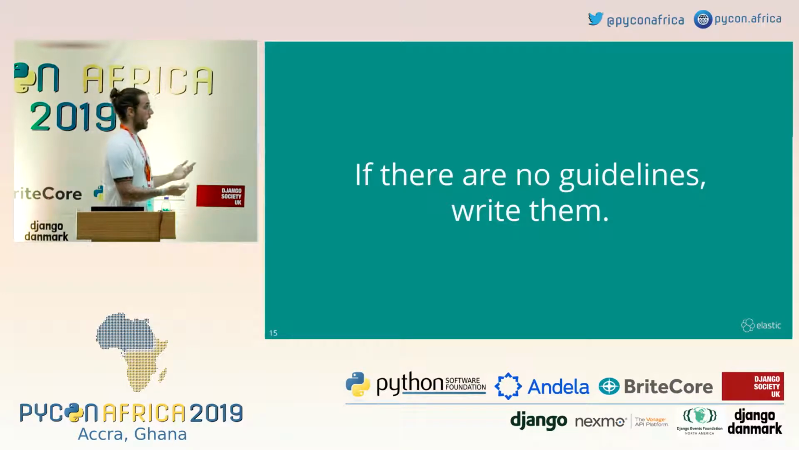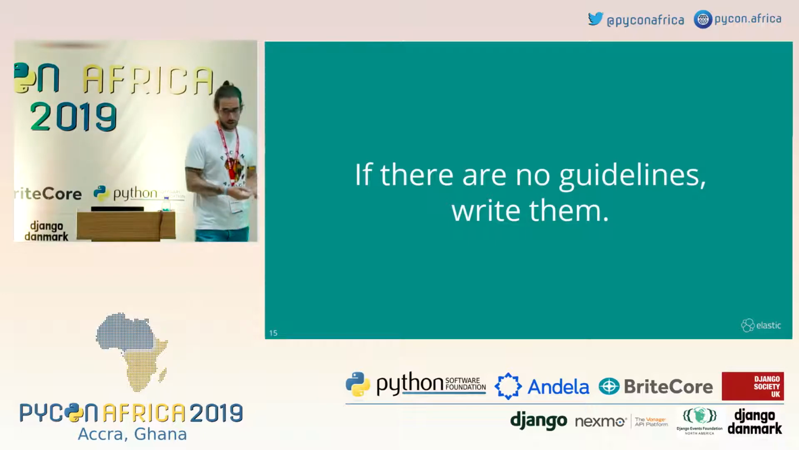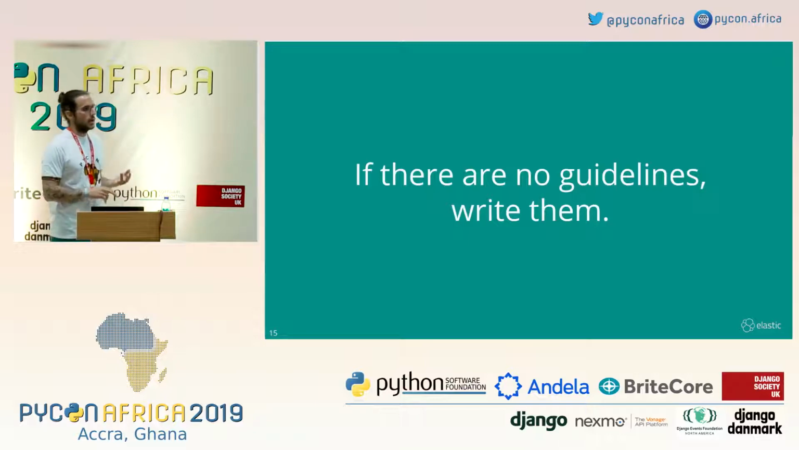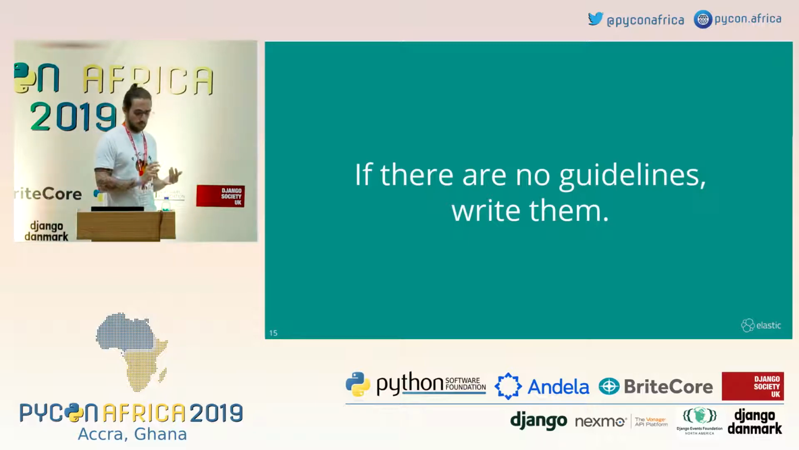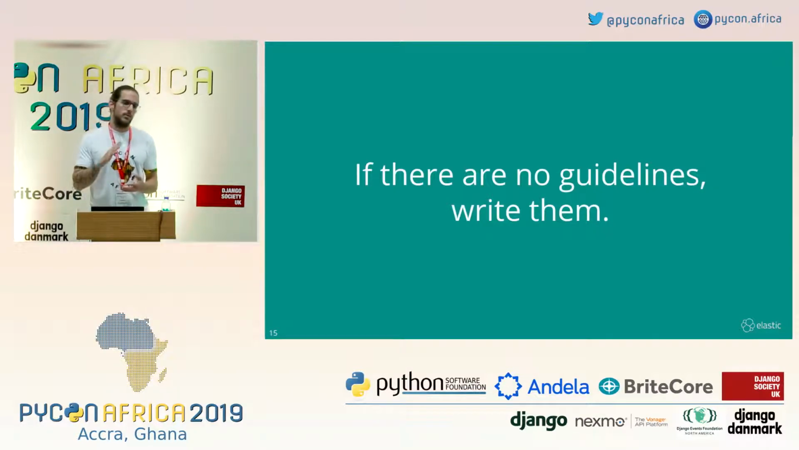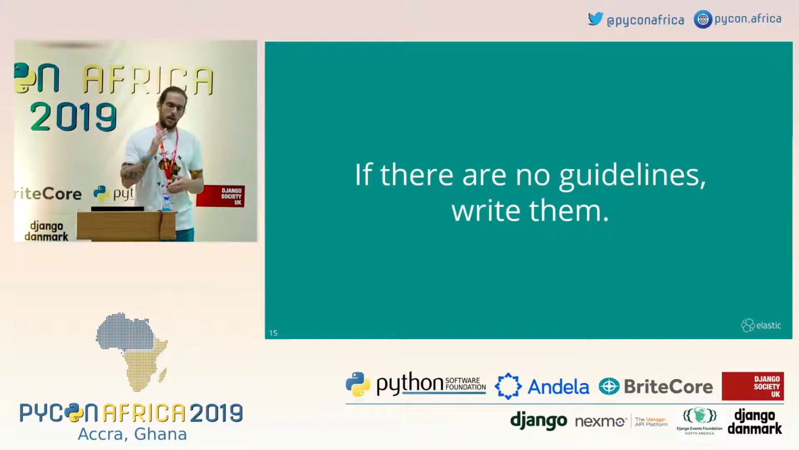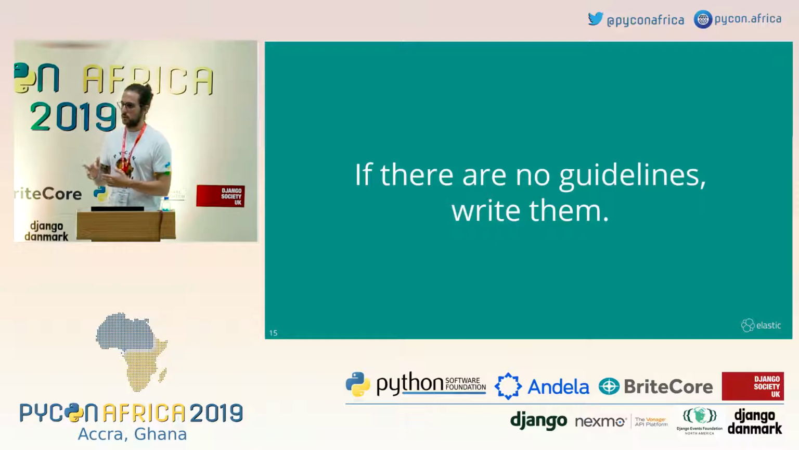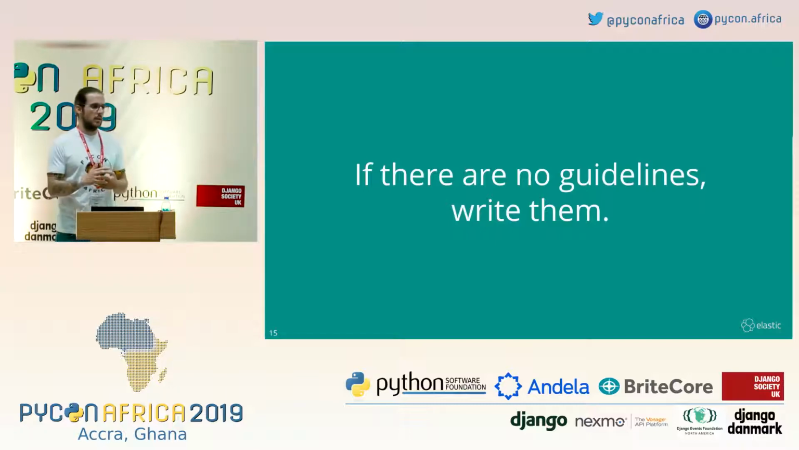So if there are no guidelines, write them. If there are no test guidelines, coding guidelines, documentation guidelines, use cases guidelines, any kind of guidelines that you can think of, you should write them. Write them before you start coding. It sounds boring as hell, but it's extremely important to do all these pre-documentation steps before you actually start coding, because you're going to modify something that you are not extremely familiar with.